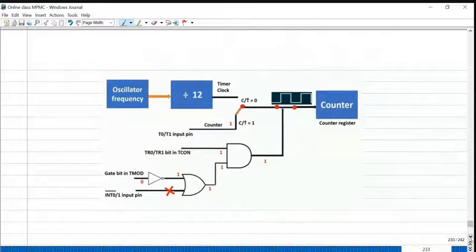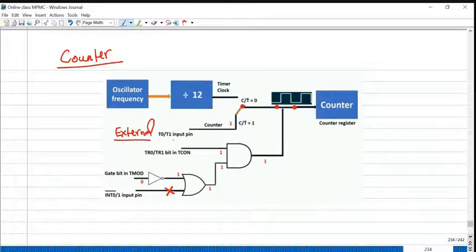For counter operation, timer 0 and timer 1 receive the clock pulses from external input through the T0, T1 pins of the microcontroller. So at that time this C/T bar must be high, that is, counter mode will be enabled. Gate equal to 0 only. We are not using hardware control, so the OR gate output should be 1. To start timer 0 or timer 1, the timer run control bit must be 1. So with 1 and 1, the output of the AND gate will be 1.